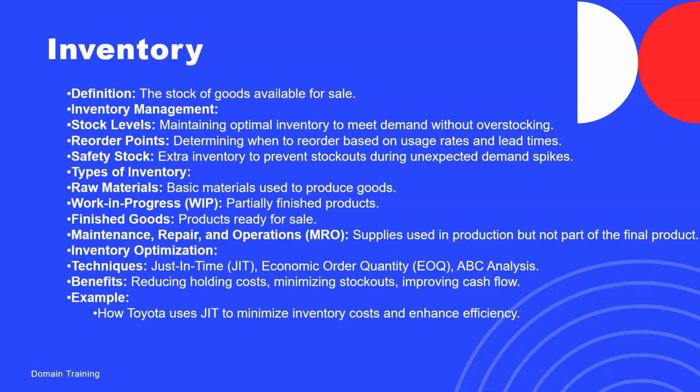So yeah, next see maintenance, repair and operations, MRO. Supplies used in production but not part of the final product. Next is the inventory optimization. Different techniques. What is just-in-time technique? Then you have economic order quantity and ABC analysis. These are the different terminologies used.